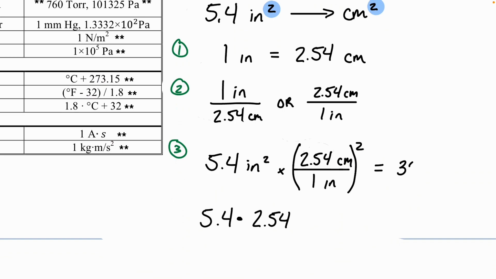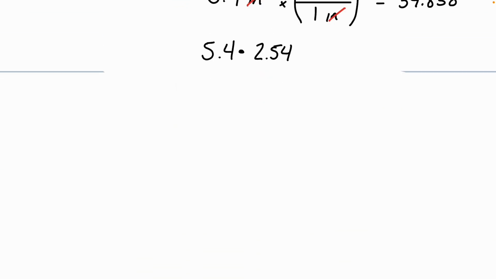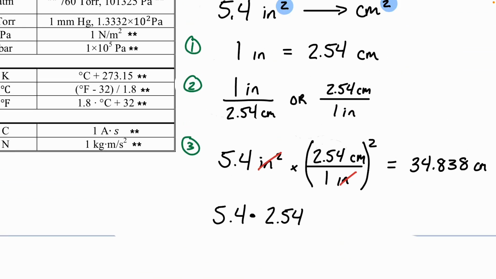Now I get 34.838. And again, because of this square here, now I'm in inches squared. That does cancel out, and I'm left with centimeters squared. Okay, that conversion factor would still be exact, so I would round my final answer here to my 2 sig figs, or 35 centimeters squared.